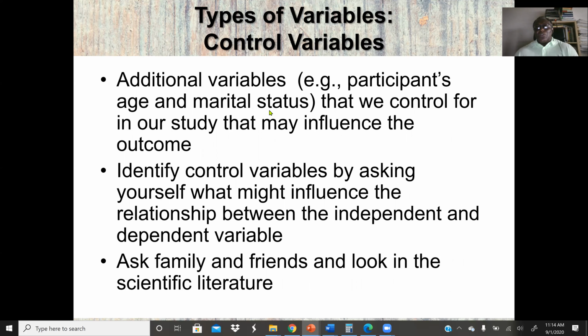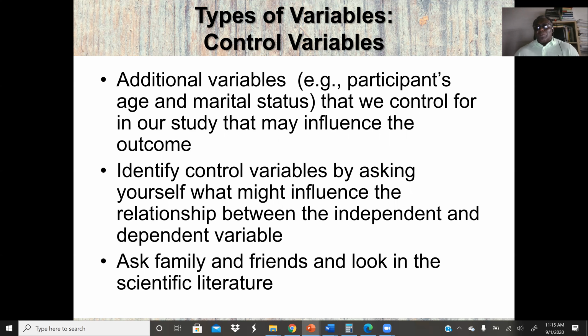We have different types of variables. Again, we have what we call control variables. An example would be the participant's age and marital status. In lung cancer, it's the same thing. We cannot say it's only cigarette smoking that causes lung cancer. It can be different. It can be your genetics, the environment you grew up in, your nutrition, physical activities. All these things can also contribute with the smoking, maybe to get lung cancer more quickly.